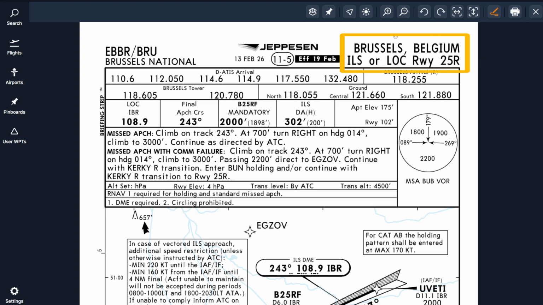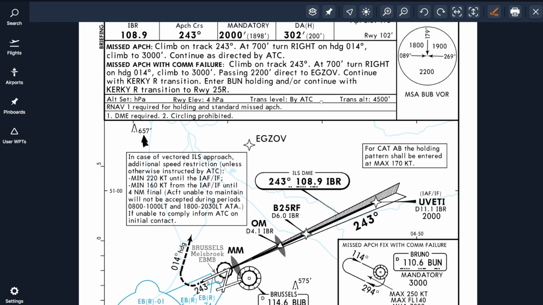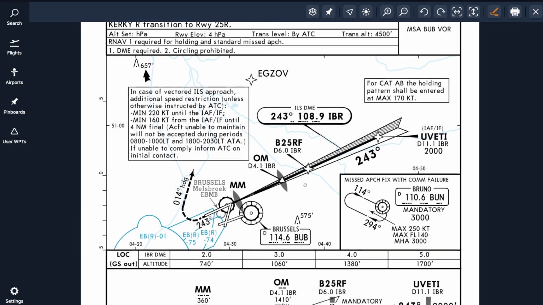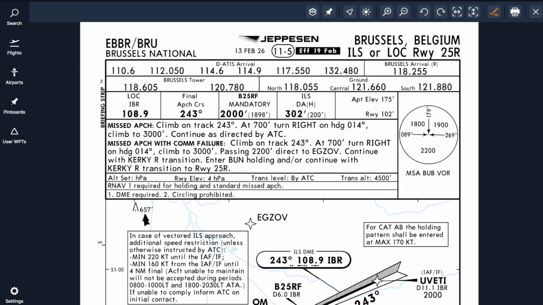At the top of the chart is the title block where we can see that this is the ILS or Localizer Runway 25 right approach into Brussels National Airport. This immediately tells us two things. First, the primary approach is an ILS, meaning we have both lateral and vertical guidance. Second, if the glide slope fails, we can still fly the Localizer only version of the approach.